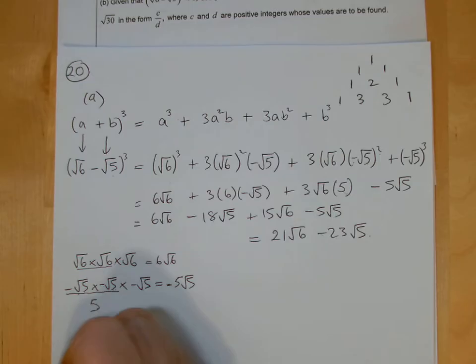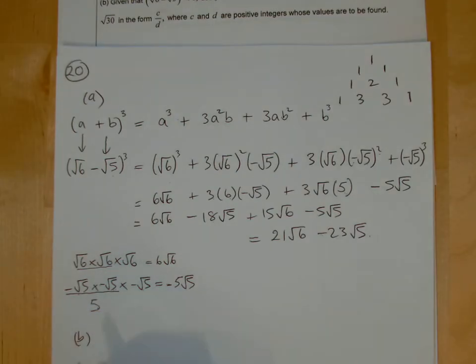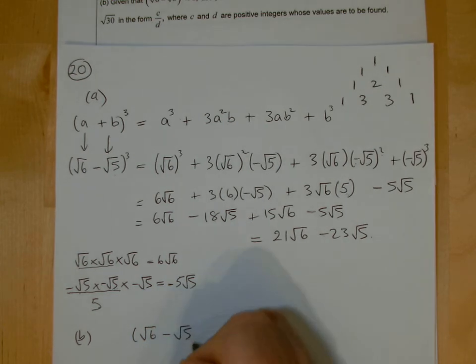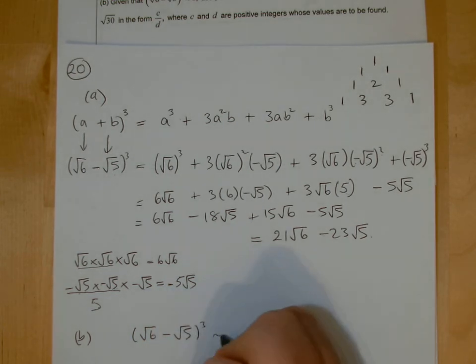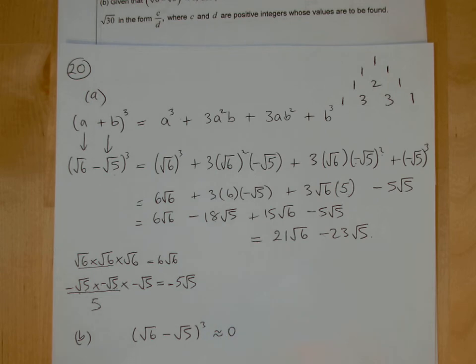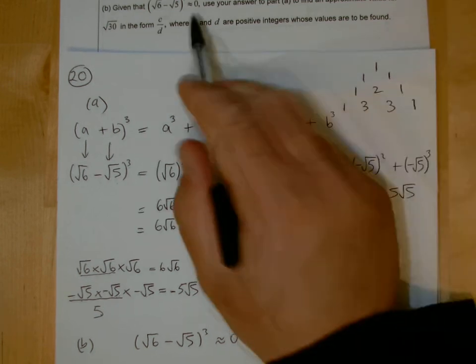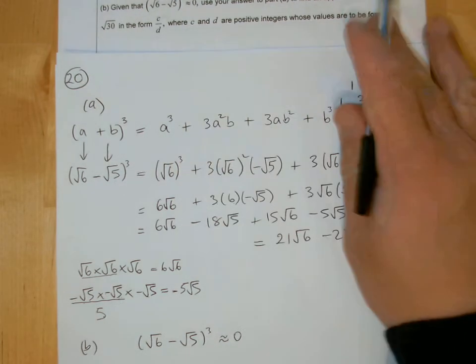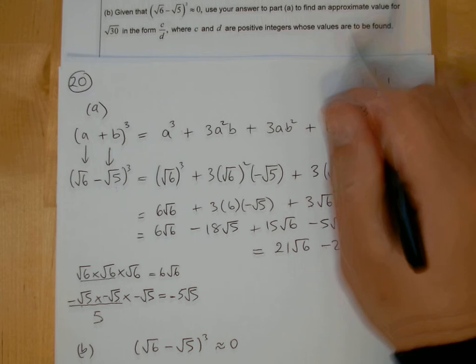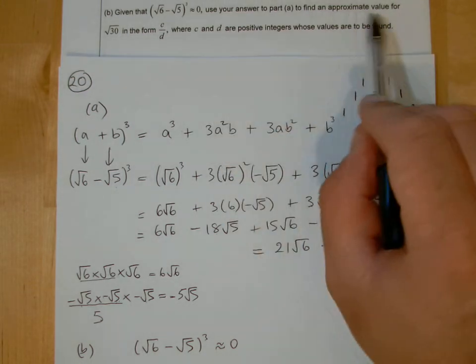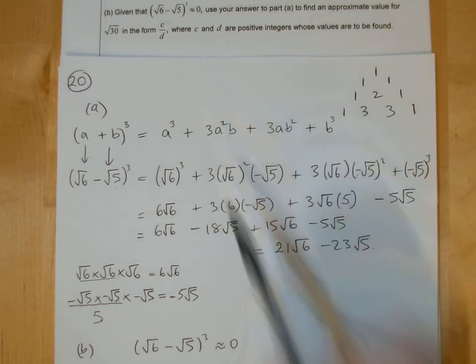answered. Part B then, okay, it says given that root 6 minus root 5 all cubed is approximately 0. Okay, so you put it in your calculator, you'll have a really small value, right? It is approximately 0. So we do the squiggly equals there to show us approximately. Use your answer to part A to find the approximate value for square root of 30.